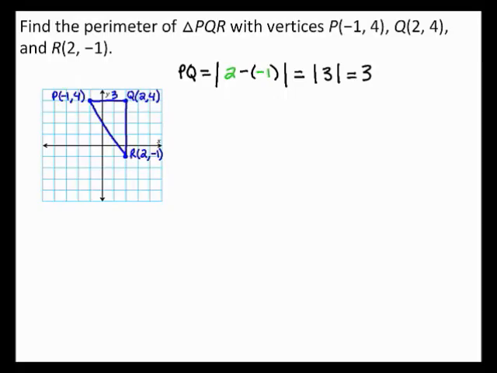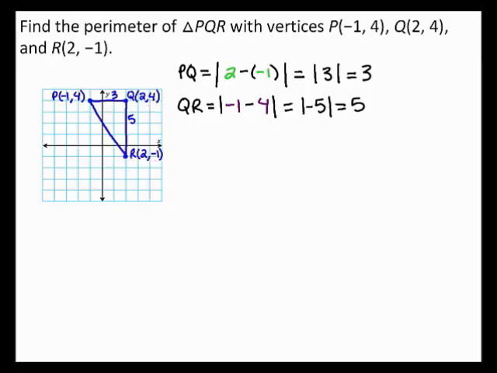Next, to find the length of side QR, you can use the ruler postulate. Because side QR is a vertical segment, its length is equal to the absolute value of the difference of the y-coordinates of the endpoints. Let y1 equal 4 and y2 equal -1. So, the length of side QR is equal to the absolute value of -1 minus 4. When you simplify, -1 minus 4 gives you -5, and the absolute value of -5 is 5. So, the length of side QR is 5 units.